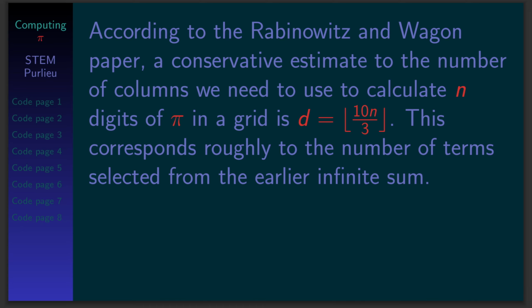We can keep track of the digits of pi in a spreadsheet. In order to calculate the digits of pi and store them in a spreadsheet, we need to know the dimensions of the spreadsheet, which can be determined ahead of time. According to the authors of the original spigot paper, if we want to compute n digits of pi, then we'll need to use d columns, where d is equal to floor of 10/3 n.